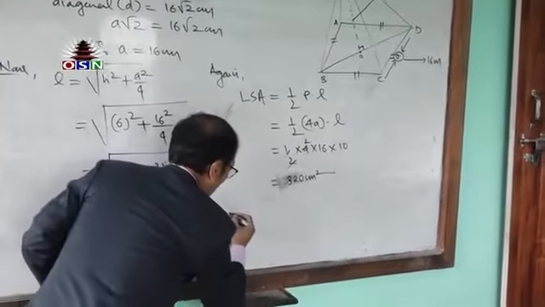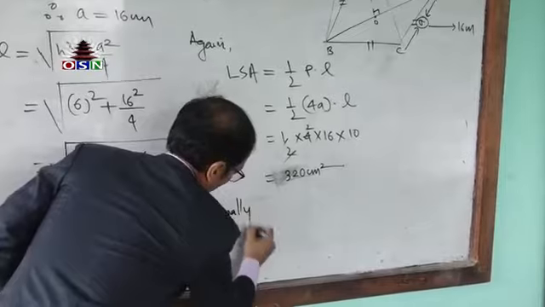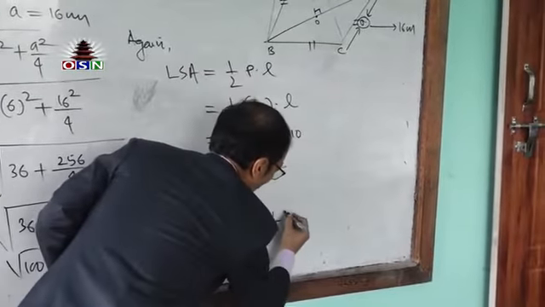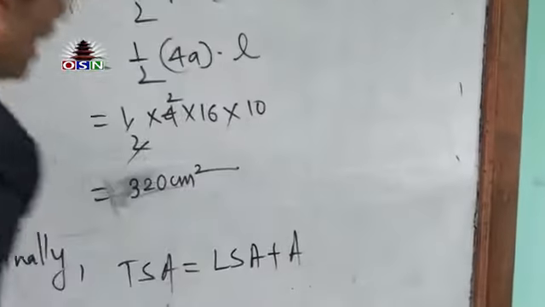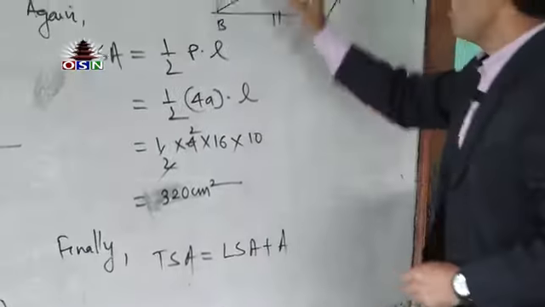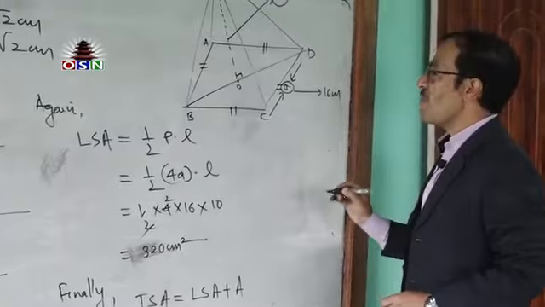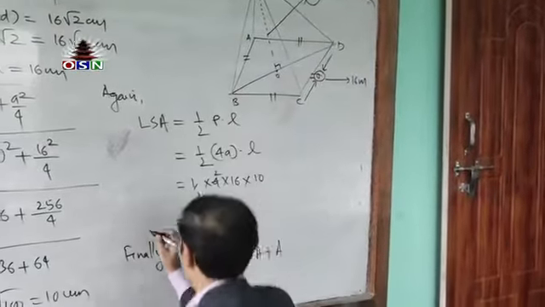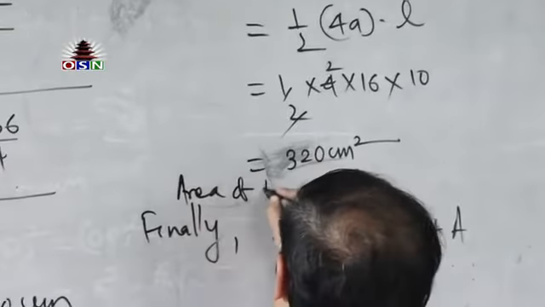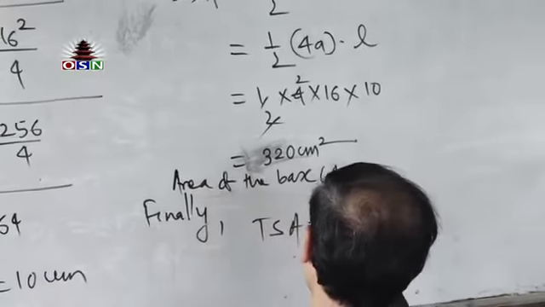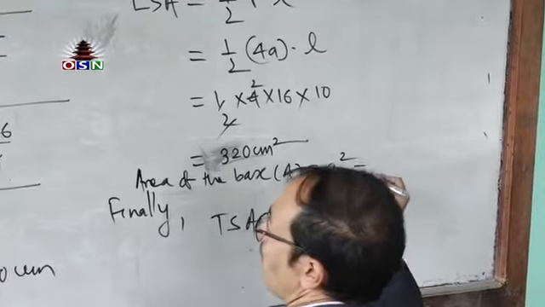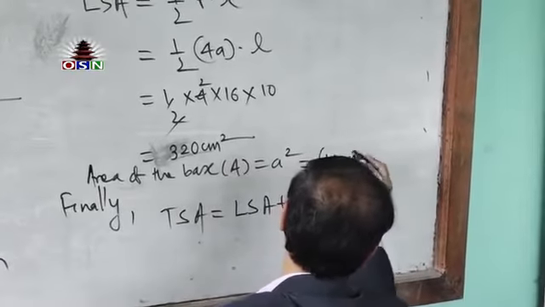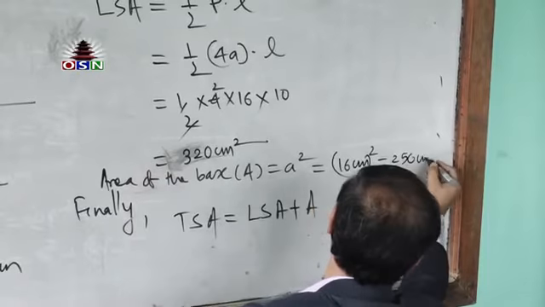Finally, to find TSA. TSA means total surface area, that is equal to LSA plus base area. Base area, we know what type of base here. Base is a square base. So just before this step we will have to find the base area. So let's find the base area here. Area of the base is denoted by A equal to A square. A means how long is A here? We have got here 16 centimeter. Square is 256 centimeter square.